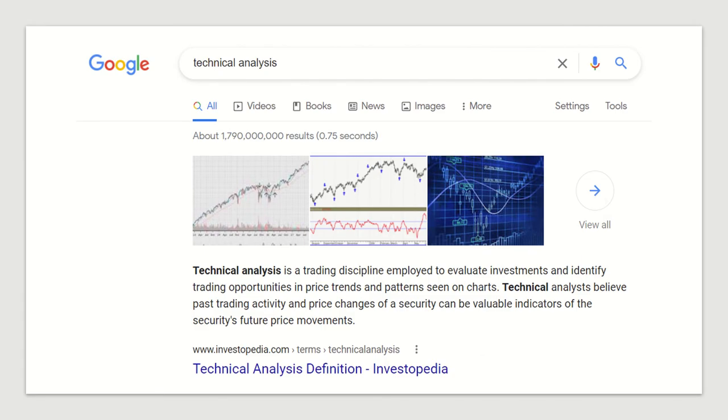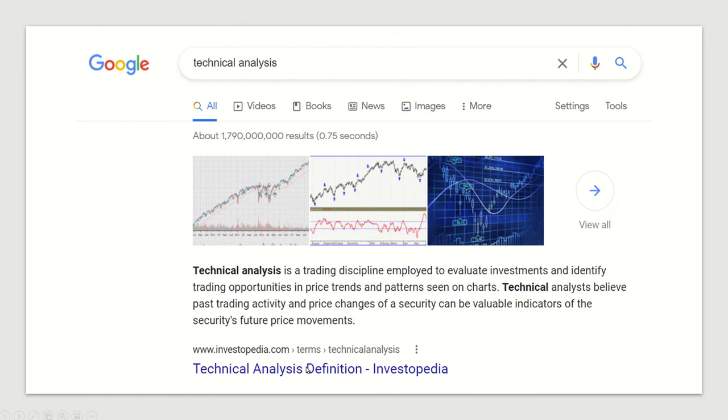And so when people think about technical analysis, this is the definition that you'll find on Google. It's a trading discipline employed to evaluate investments and identify trading opportunities and price trends and patterns seen on charts. Technical analysts believe past trading activity and price changes of a security can be valuable indicators of a security's future price movements. So that's your definition from Investopedia.